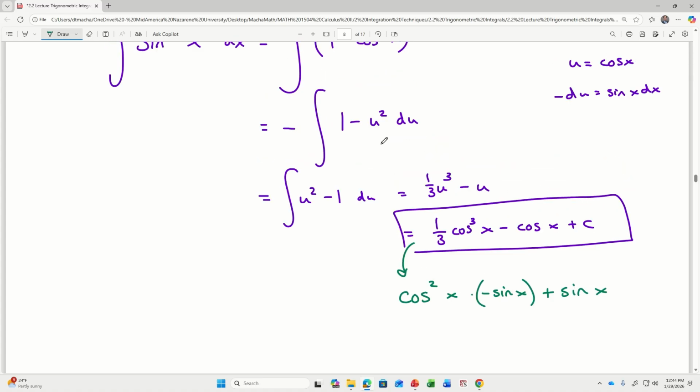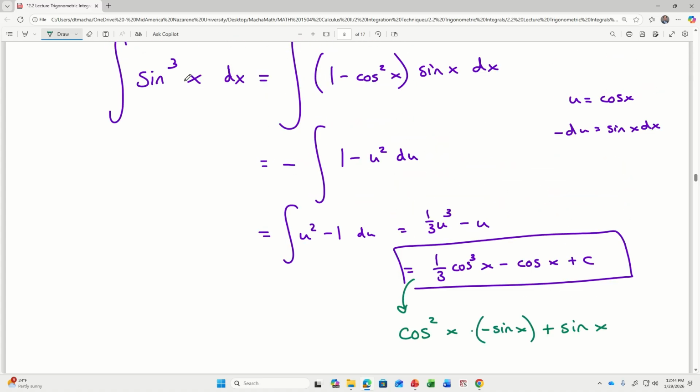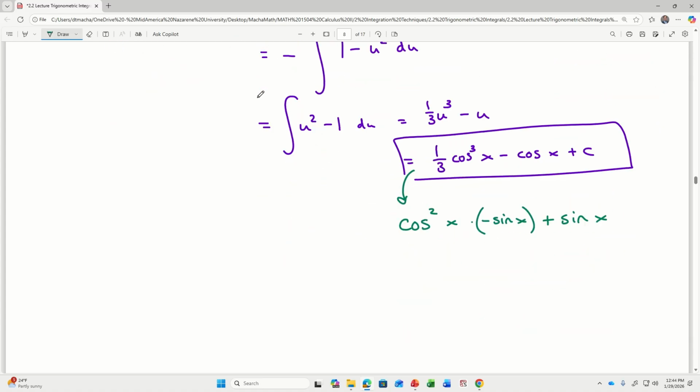Of course, this does not look like sine of x cubed, but I could factor out a sine. And if I factor out a sine, what I'm left with is 1 minus cosine squared. And now when I recognize, oh, 1 minus cosine squared is sine squared, that's how I get back my sine cubed. So that's how you check your answer. You think, yeah, that answer checks out. I got the right antiderivative.